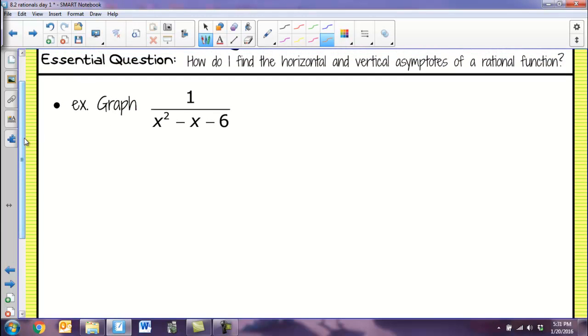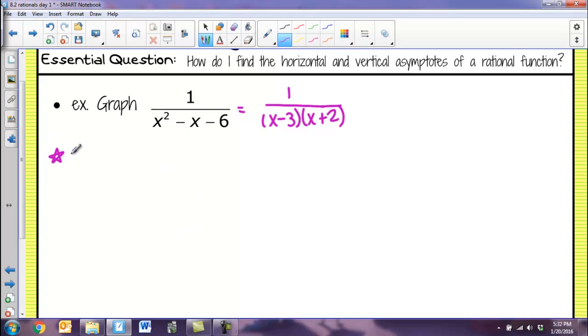Now before you start doing anything here, you need to make sure that you factor. Factoring is number one priority. So this is going to factor into x minus 3 and x plus 2.